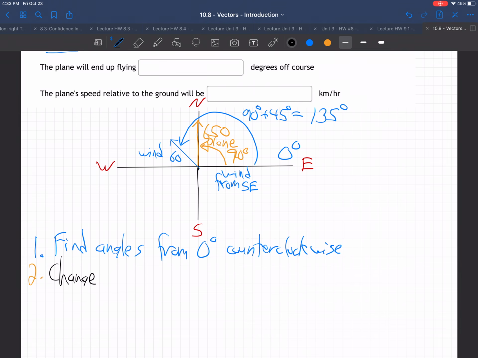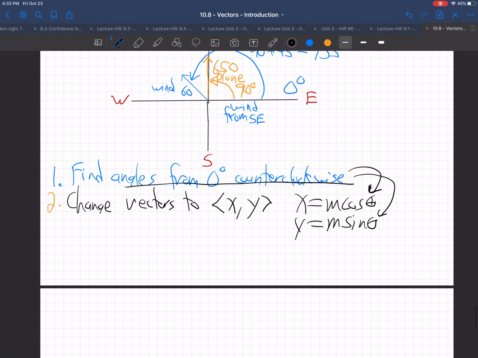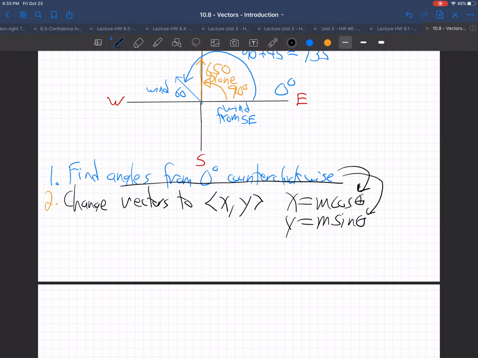And so step 2, change vectors to x, y, where x is m cos theta, y equals m sine theta, as long as the thetas are these kind of angles, right? From 0 degrees counterclockwise. Okay. Step 3. So let's do that. So we've got the plane vector.